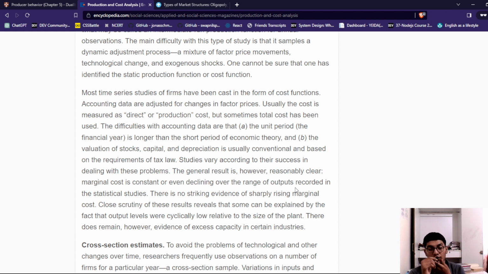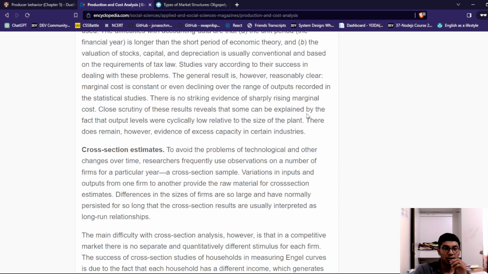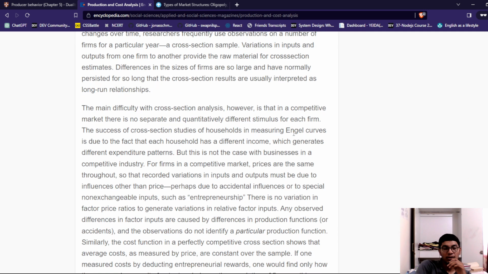There does remain, however, evidence of excess capacity in certain industries. Cross-section estimates avoid the problem of technological and other change over time. Researchers frequently have observations on a number of firms, particularly a cross-section sample, and variation in input and output from one firm to another provides the raw material of cross-section estimates. Differences in the size of firms can also have normally persisted for long, and cross-section results are usually interpreted as long run relationships. The main difficulty with cross-section analysis, however, is that in a competitive market there is no separate and quantitatively different stimulus for each firm.